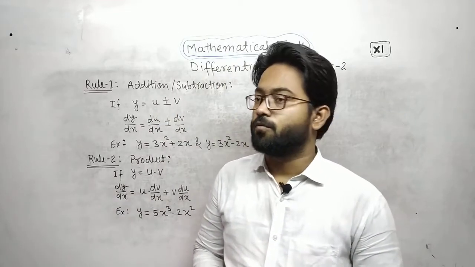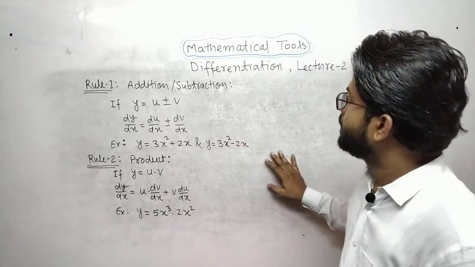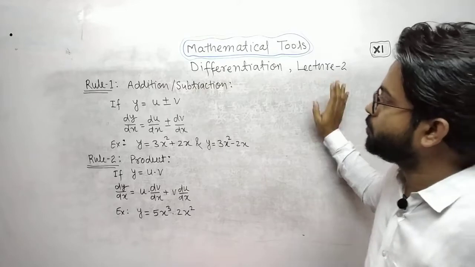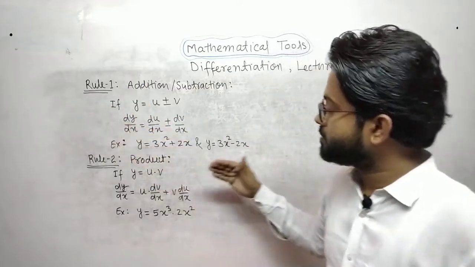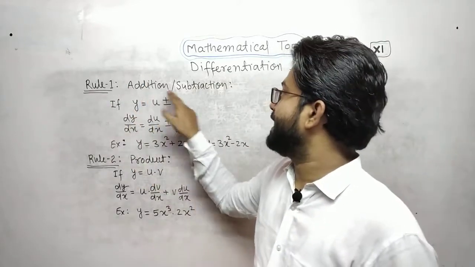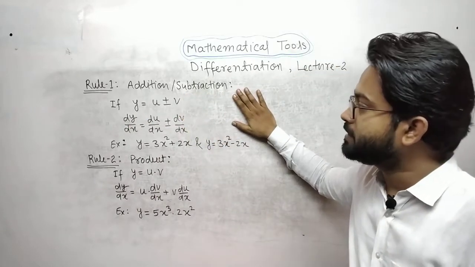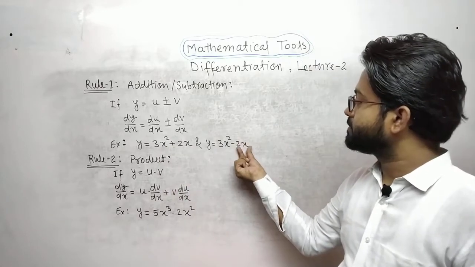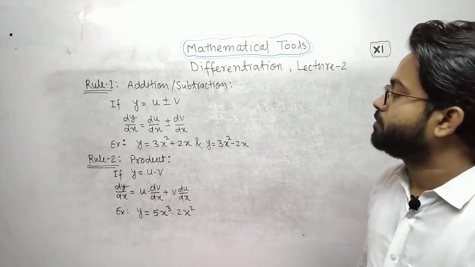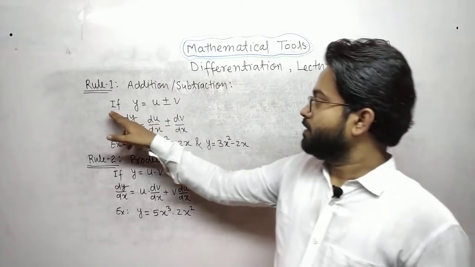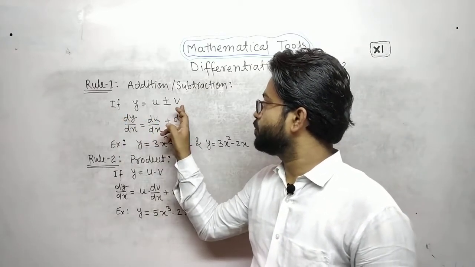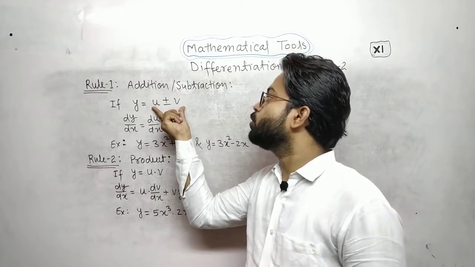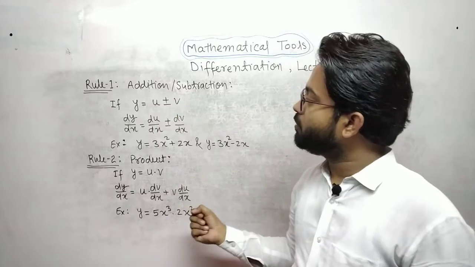Hello students, now in this video we will discuss differentiation, that is lecture 2, and there are some rules. Rule number 1 is addition or subtraction, meaning if the functions are in addition or in subtraction, what will we do? Here, if y is equal to u plus v or u minus v, meaning addition or subtraction of two functions, then what will we do?